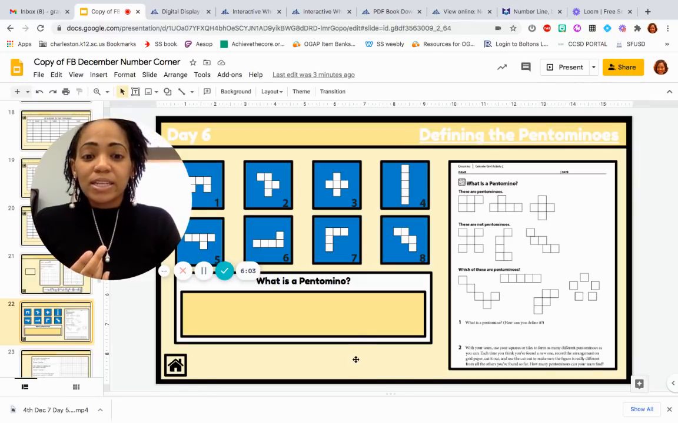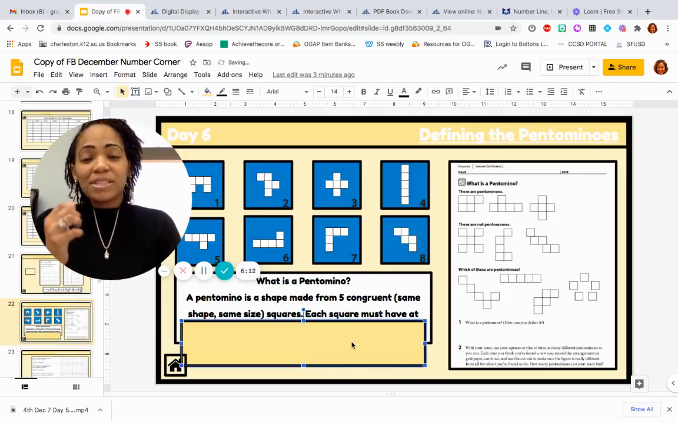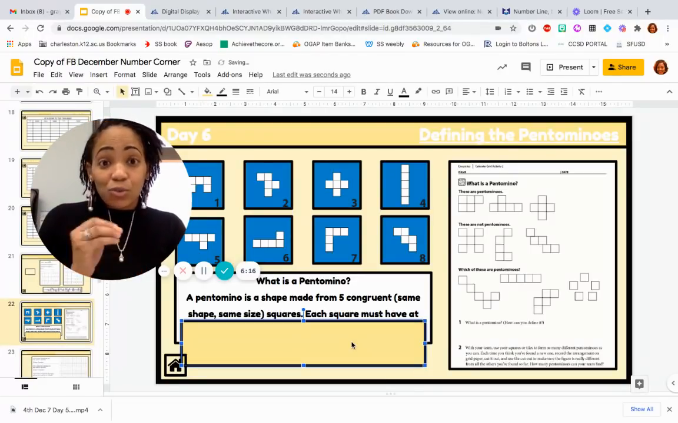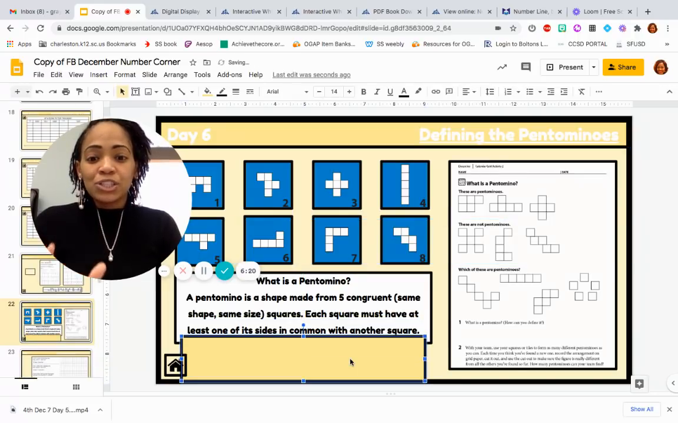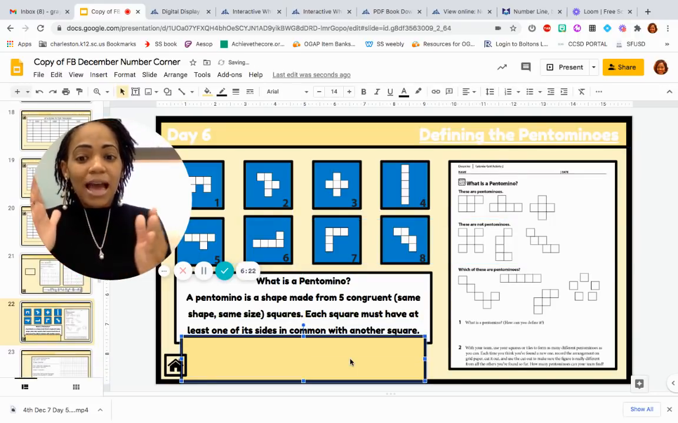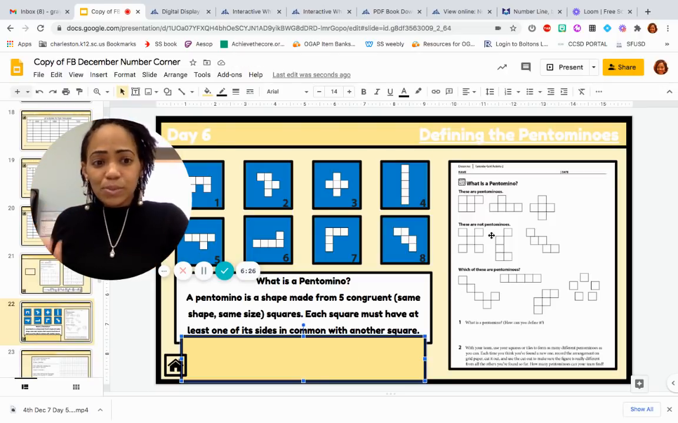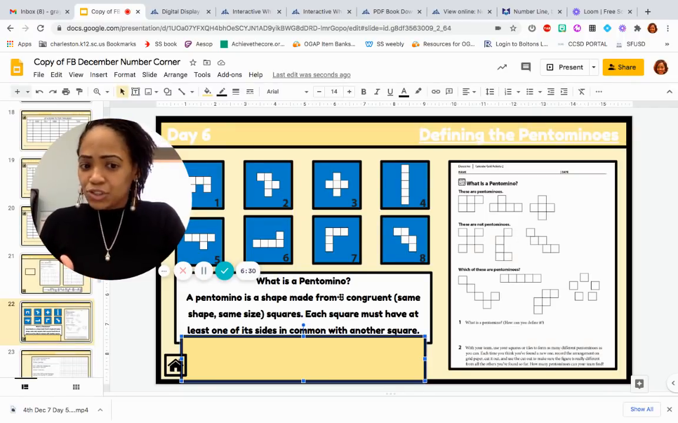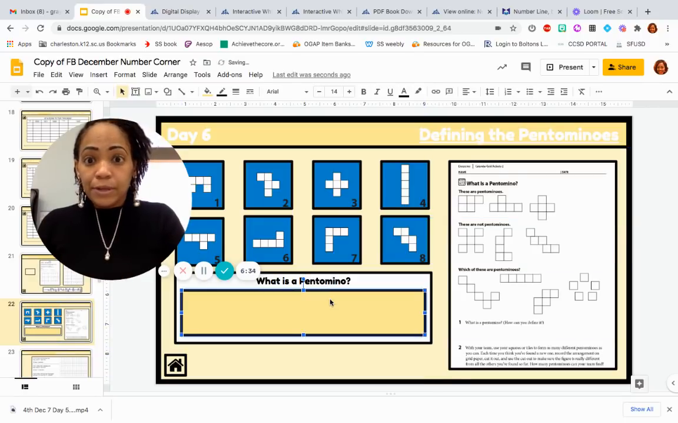They're congruent, okay? So a shape that has 5 congruent sides, or 5 congruent shapes, these are the same size, same shape. They're squares, so 5 congruent squares, and they have their edges touching. So it has at least one of its sides common with another square. So we can't have corners touching or half of an edge.